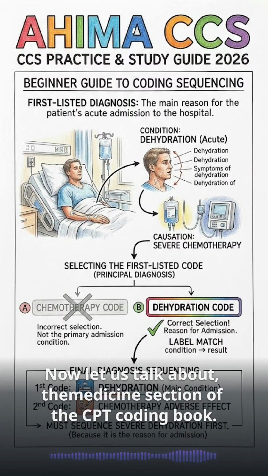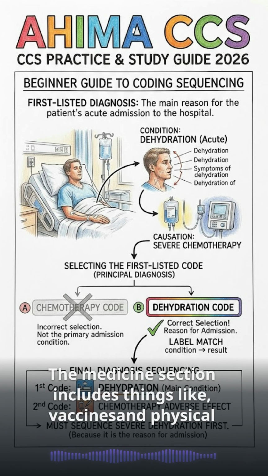Now let us talk about the medicine section of the Captain Coding book. The medicine section includes things like vaccines and physical therapy for sick patients. When a patient gets a vaccine, you always need two totally separate codes.